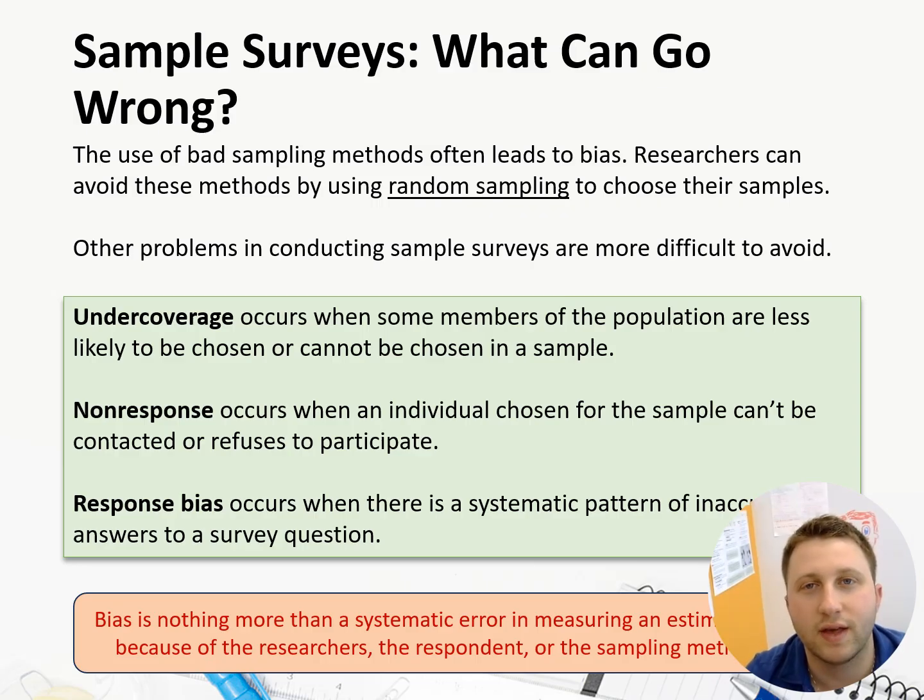It can include things as simple as lying or feeling intimidated and not giving the true answer to a question that's being asked. And just remember, bias is not a luck situation. Bias is systematic.